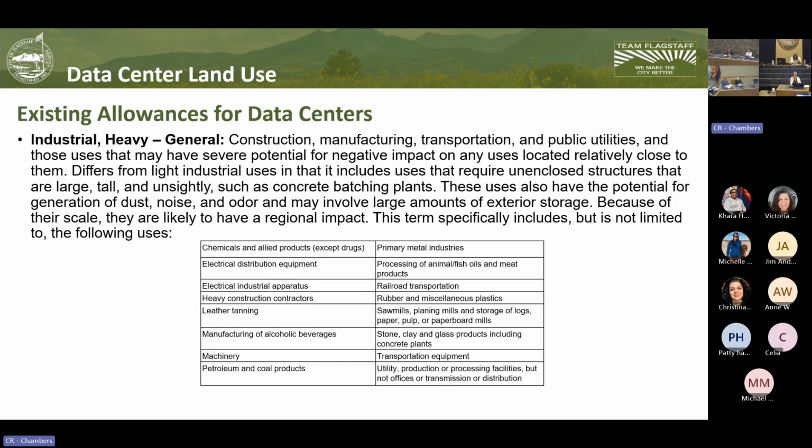This term specifically includes, but is not limited to, the following uses, of which one of those uses is utility production or processing facilities, but not offices or transmission or distribution. So it's easy to see that if somebody came forward with a data center, they could easily try to fit under this definition.